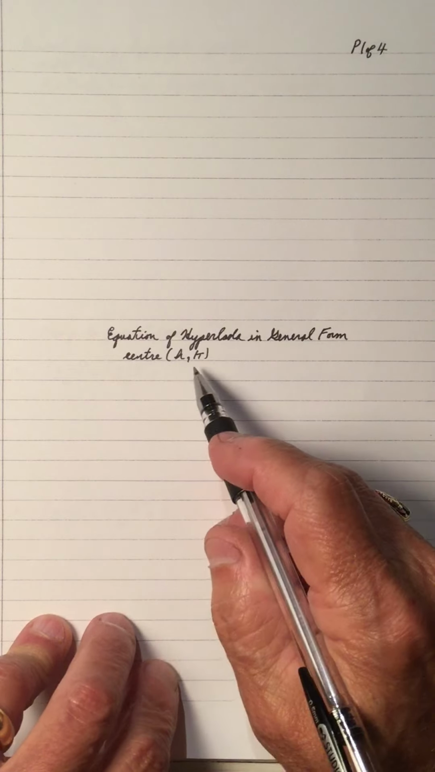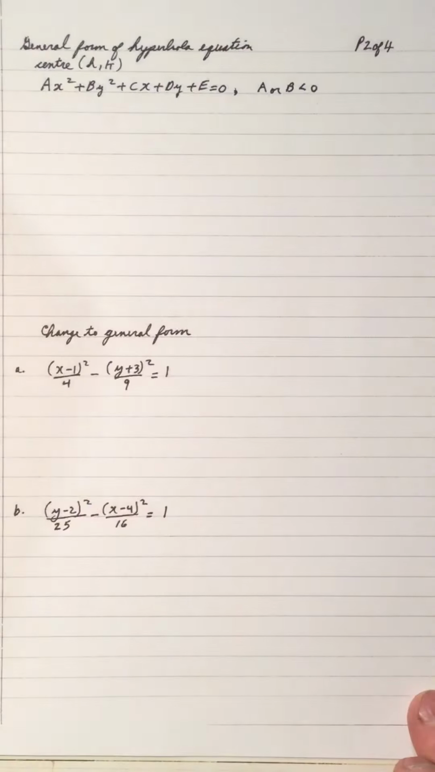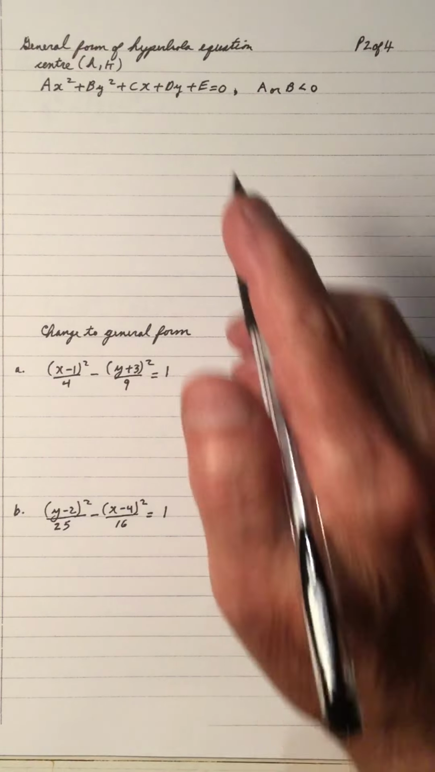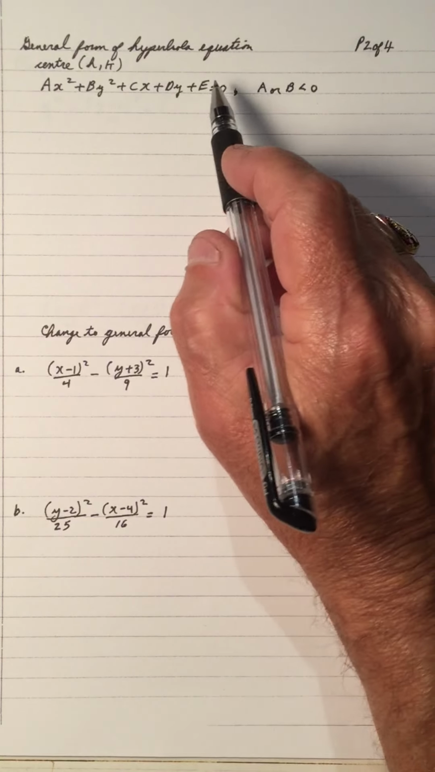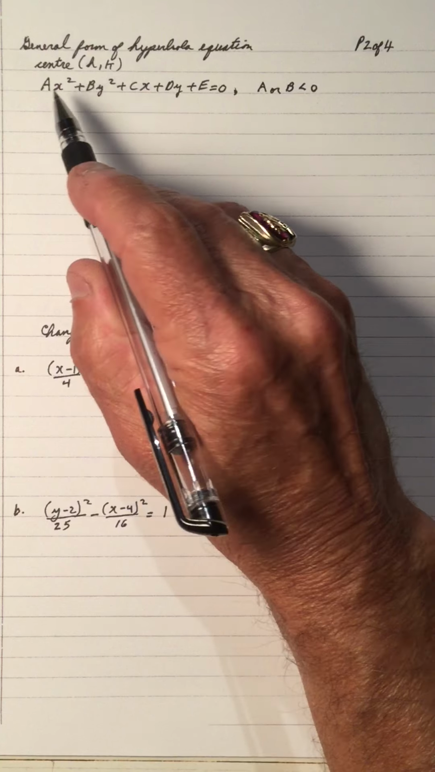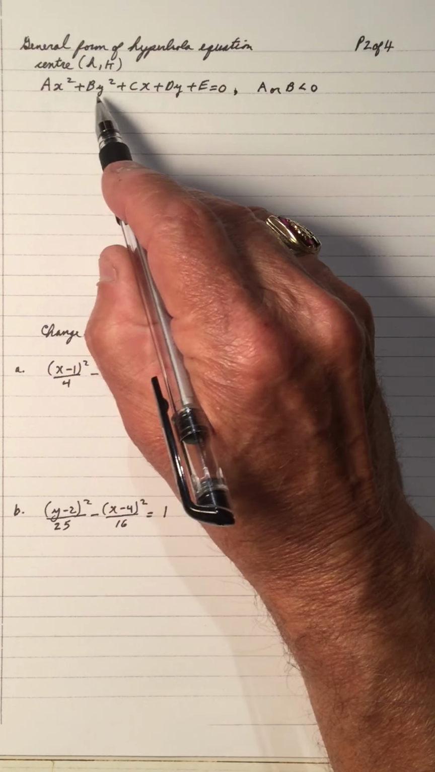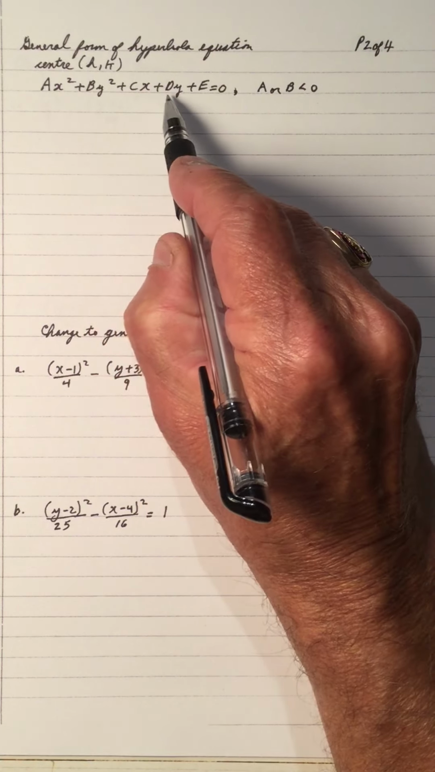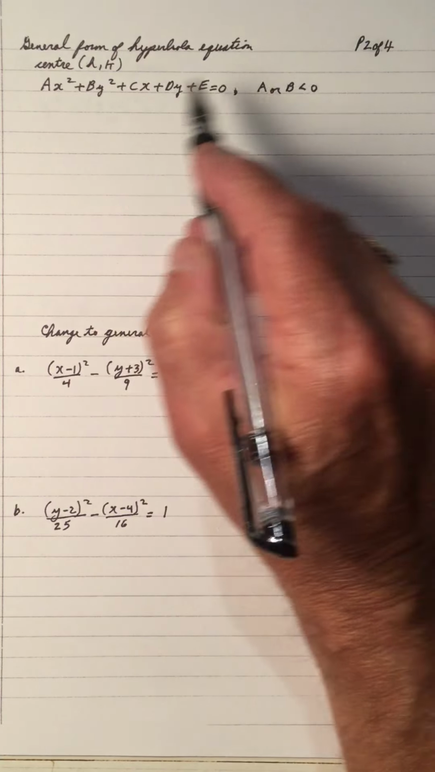Hi, welcome to my video on the equation of a hyperbola in general form when the center is h comma k. The general form of a hyperbola equation with center h comma k is ax squared plus by squared plus cx plus d plus e equals 0.